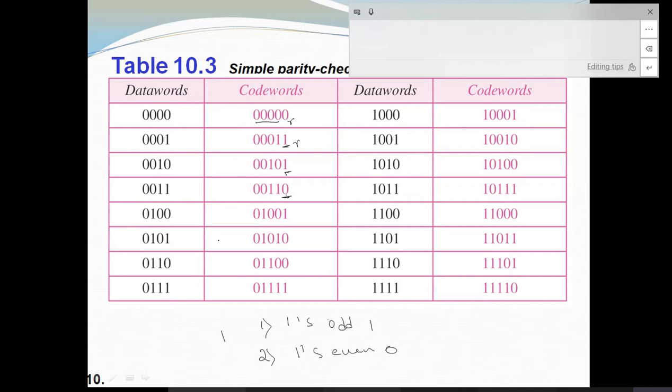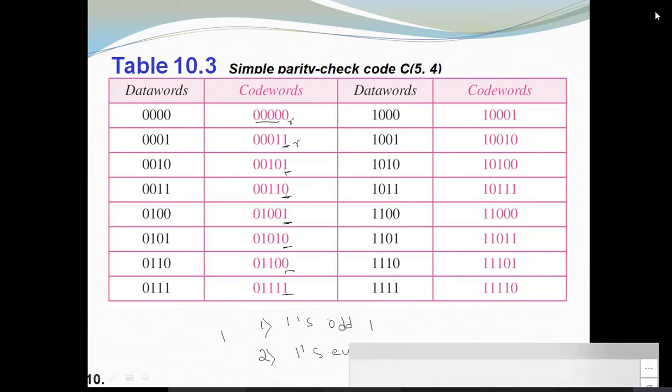This is called the parity check, and here we are using even parity. Here also it is odd, so add bit 1 at the end. Here it is even, so add 0, and here it is even, 0. This is odd, add 1. This is how you prepare the parity code table. Now, how is it useful for error detection?